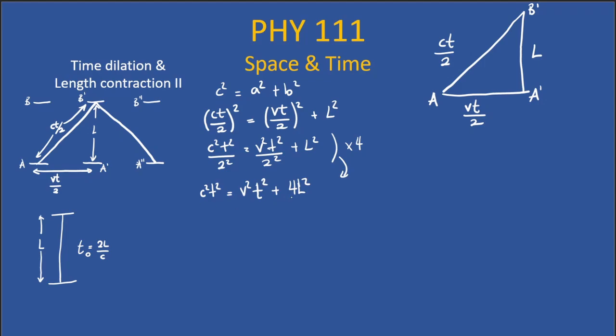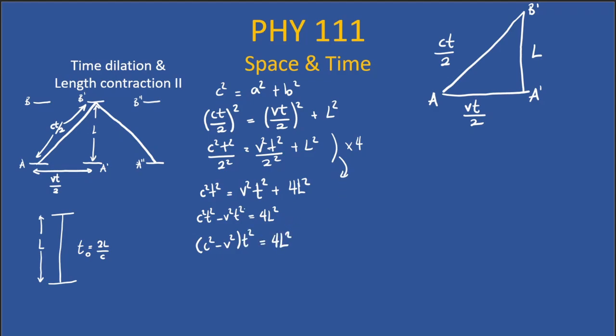Let's take this to the other side and leave l squared on one side. So that's going to be c squared t squared minus v squared t squared is equal to 4l squared. And if you look closely, you can factorize t squared out of this since they have common terms. So that's going to give us c squared minus v squared times t squared is equal to 4l squared.